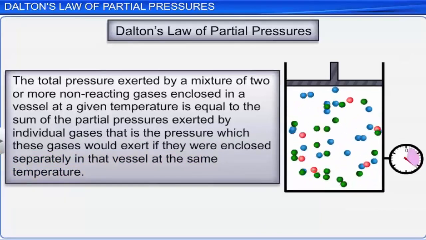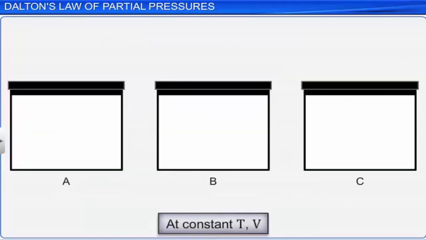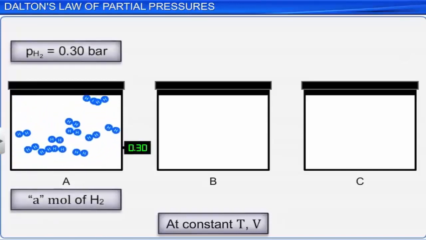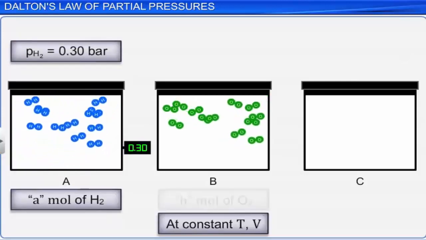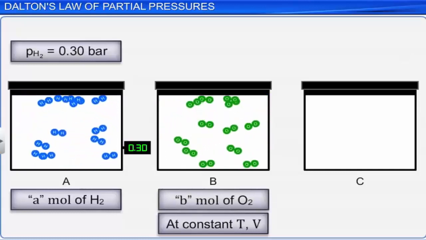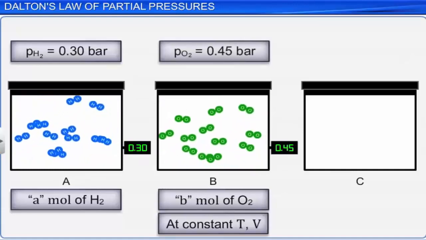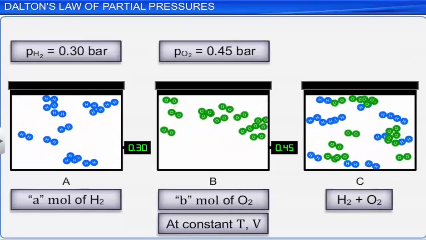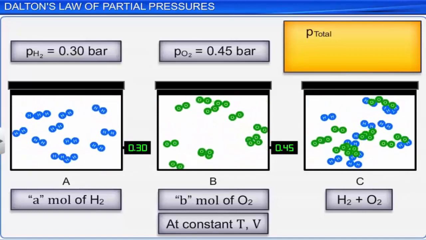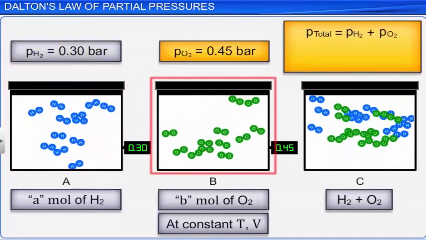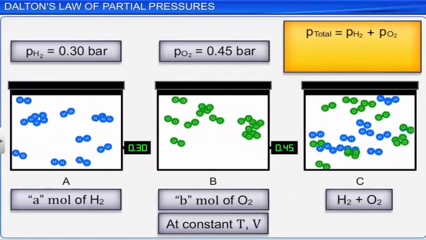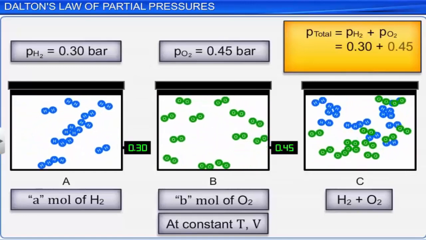let us consider three vessels of the same volume at the same temperature. Let the first vessel be enclosed with A moles of hydrogen exerting a pressure of 0.30 bar and the second vessel be enclosed with B moles of oxygen at the same temperature exerting a pressure of 0.45 bar. Now, if we put both hydrogen and oxygen gases in the third vessel, the total pressure exerted would be the partial pressure of hydrogen plus the partial pressure of oxygen. That is, the total pressure P total is equal to 0.30 bar plus 0.45 bar, which is equal to 0.75 bar.